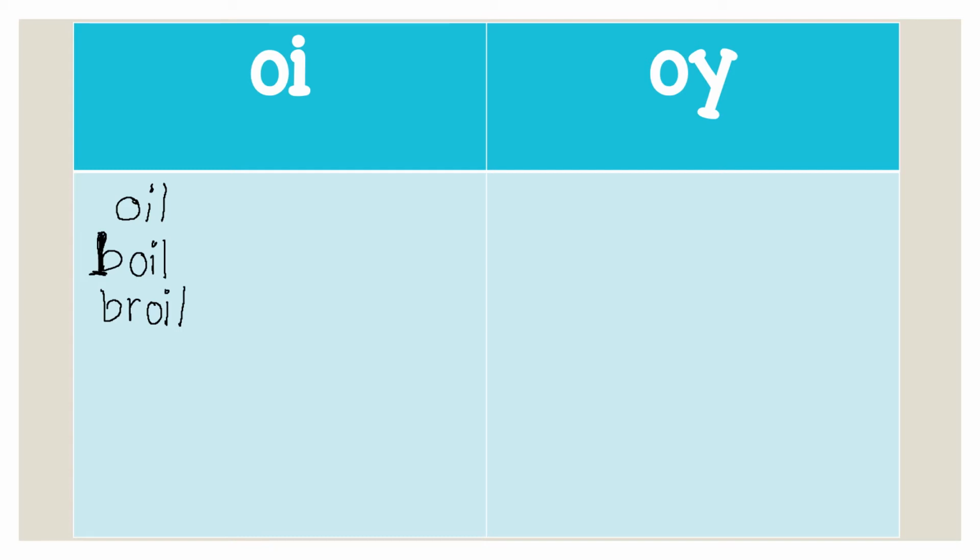Our next word rhymes with boil and broil. It's foil. That's that metal stuff that you use to wrap around food. Foil. I hear an F at the beginning. And then I hear an O-I, oi. And I hear an L again at the end. Boil, broil, foil, they all have oil, so they rhyme.